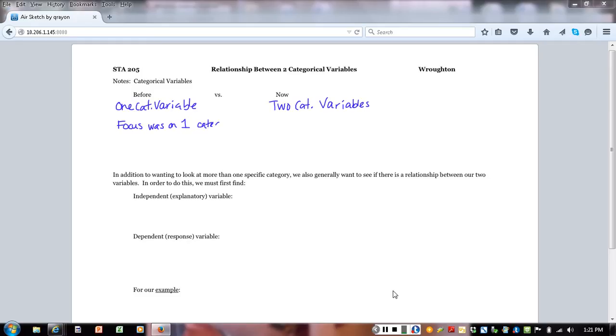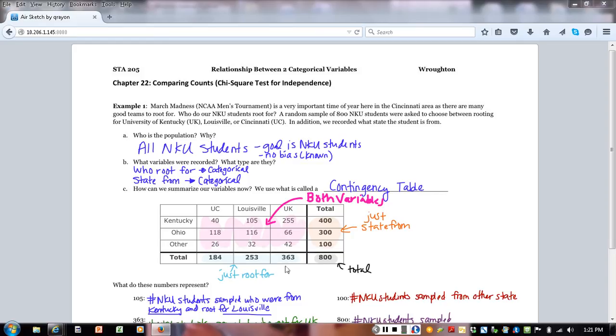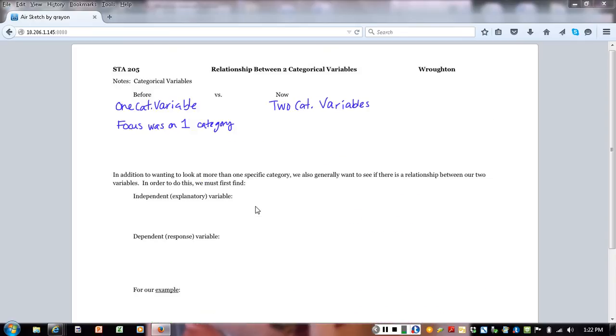Let me explain what I mean by that by going back to our example here. So let's suppose I was just going to look at who a team rooted for. So which team was rooted for. I would have to pick one of the three. So I might calculate the proportion that picked UK. But then the other two would be kind of ignored. Or I could look at the proportion that picked Louisville, but the other two would be ignored. So I had to pick one of those options to focus on. Now what's good is we can actually look at all of the options, not have to just focus on one anymore. And it allows us to do that at the same time.